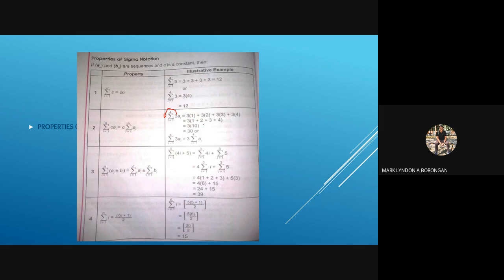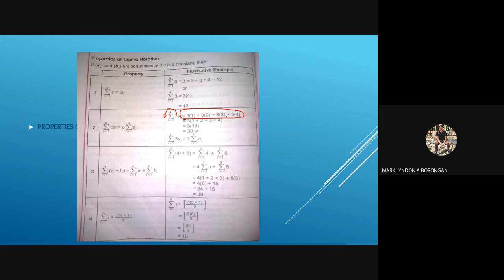So, let's look at another example. If we do not isolate it, you have the summation of 3a from 1 up to 4. You can expand it term by term, right? That is 3 times 1 plus 3 times 2 plus 3 times 3 plus 3 times 4. This is if we do not apply property number 2.